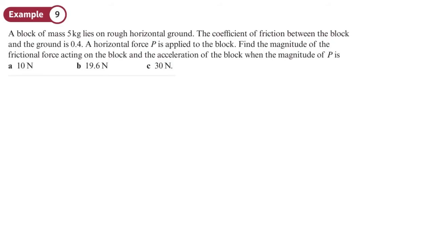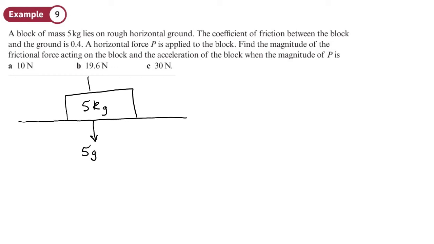Right, let's have a look here. So again, we'll do a diagram, and probably we'll use the diagram for all three parts. We've got a rough surface, 5 kg again, so we've got 5g down there, we've got a normal reaction. The coefficient of friction is 0.4, a horizontal force is applied to the block, so let's do the force pointing that way, pushing it that way. And that force is P, and P can either be 10, 19.6 or 30. So that means we've got a frictional force there of mu R.